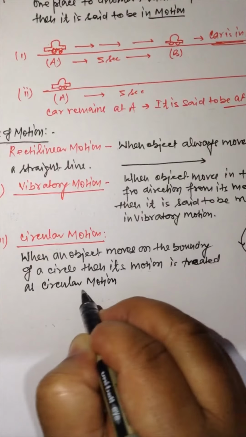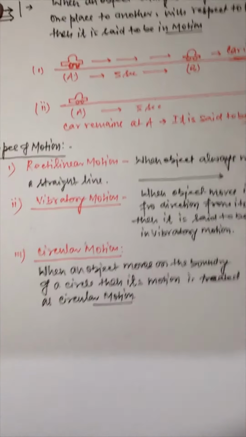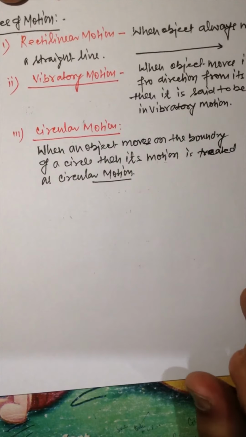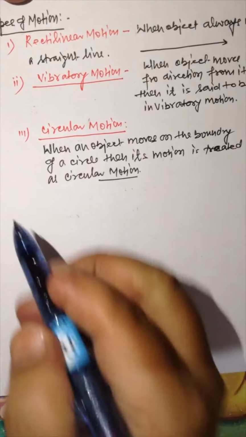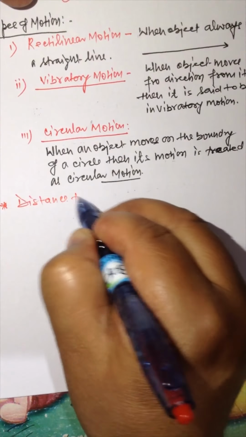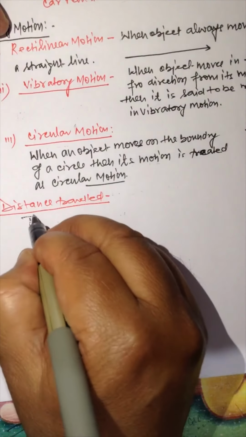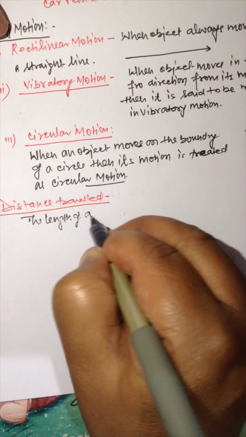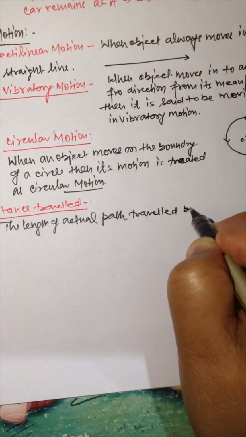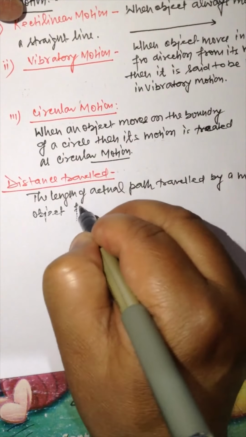Okay, we will discuss uniform and non-uniform motion later on, but you will see we have given 3 examples of motion. There are a large number of examples of different types of motion here, but keep it in mind that whenever an object is moving, that means it must have traveled some distance. So please focus here. What is the distance traveled? Distance traveled is the length of the actual path traveled by a moving object from one place to another.